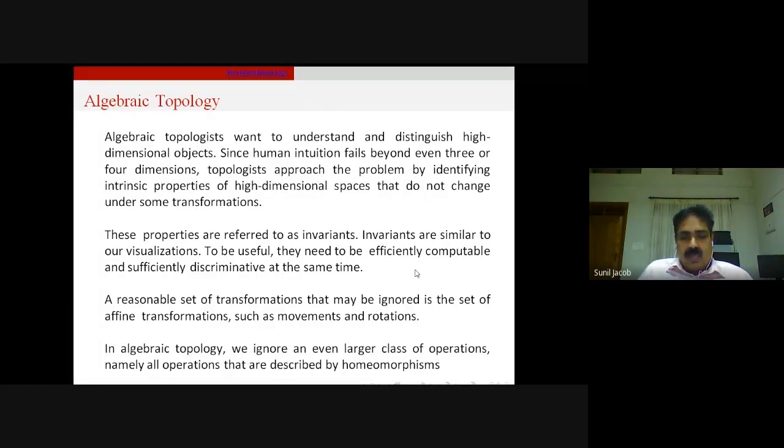A reasonable transformation that may be ignored is a set of affine transformations such as movements and rotation. Therefore, when I move from one space to another space, there will not be any change in my shape. If I rotate, there will not be any change in my shape. Therefore, these are of not much importance when we consider the shape of the data, and can be ignored. And in algebraic topology, we even ignore a larger class of operations, which are described by homeomorphisms.